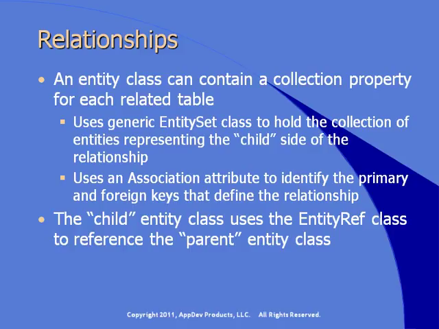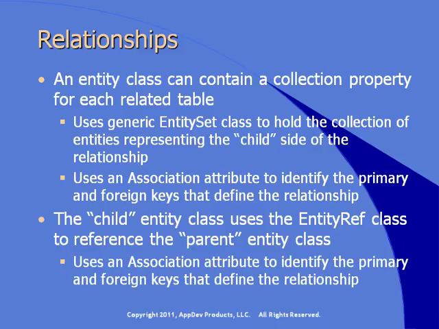And on the other side of the relationship, the child entity class uses the entity ref class to reference the parent. So the order class will have a customer property, and that property is an instance of entity ref, and that's going to point to an instance of the customer class, specifically the instance of the customer class for the customer that placed the order. And again, that will use an association attribute to identify primary and foreign keys. So the parent class has a collection property that represents the child classes that belong to it, and the child class has an entity ref property that references the parent.